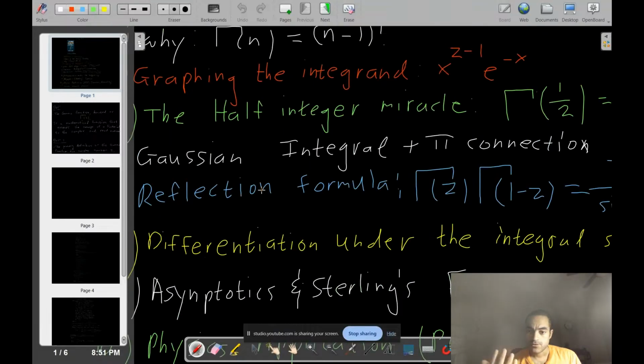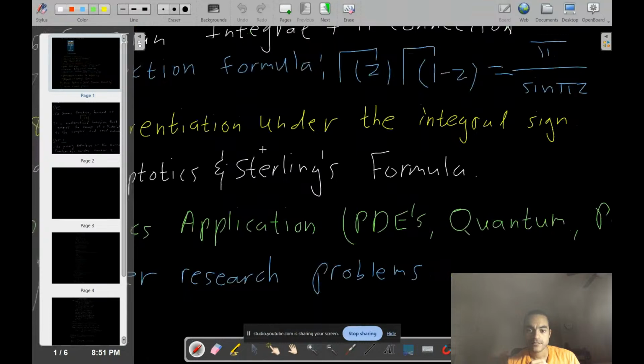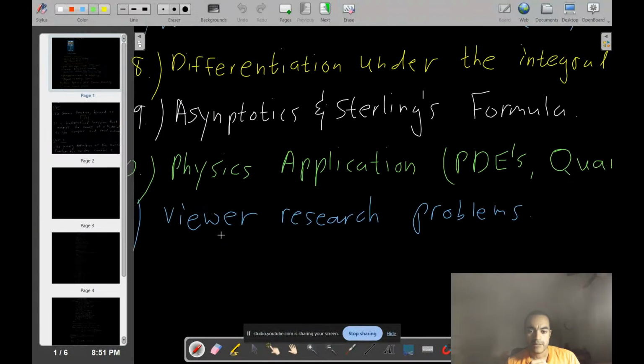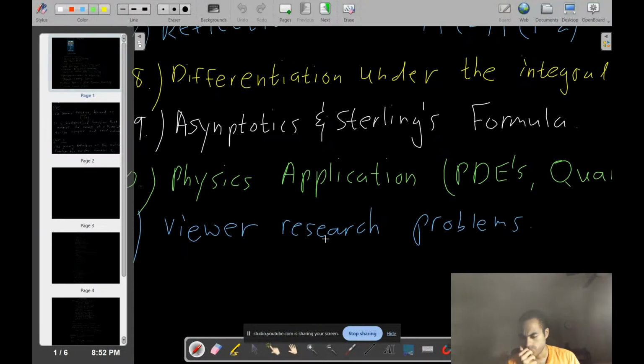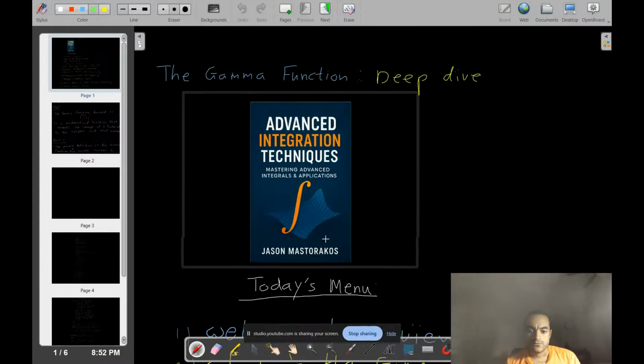As I mentioned, all this stuff is in my book, minus at least 3 of the viewer research problems. They're highly related to the problems in the book, but they're not the exact problems. All right, so that's what we're going to be talking about. Let's get right into it.